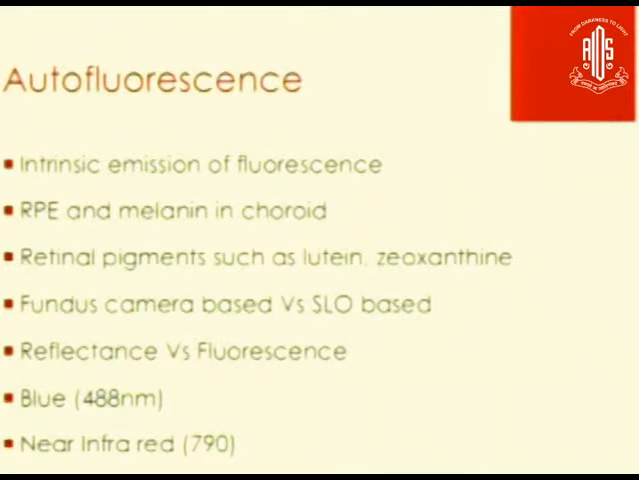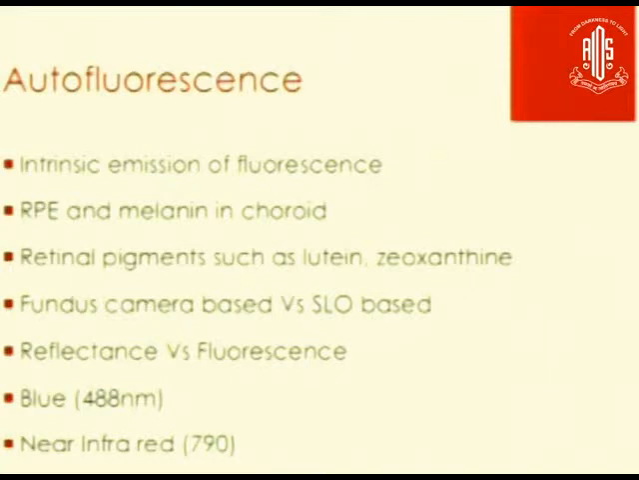Fluorescence is a property intrinsically of certain pigments in the eye, such as lutein, zeaxanthin, lipofuscin, and melanin. And these, by virtue of this property of fluorescence, can be used to detect their presence by using this autofluorescence. Basically, we use 2 wavelengths, the blue wavelength or 488 nanometer wavelength, or the near infrared wavelength of 790 nanometers. And again, 2 modalities are used, the reflectance and fluorescence.